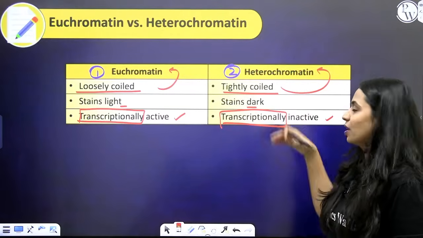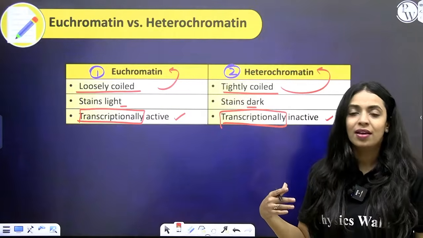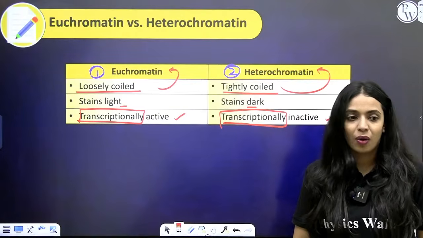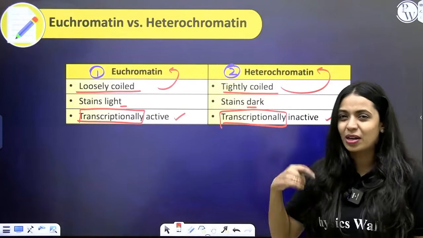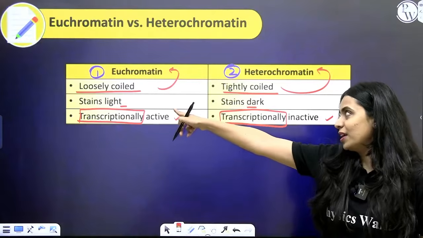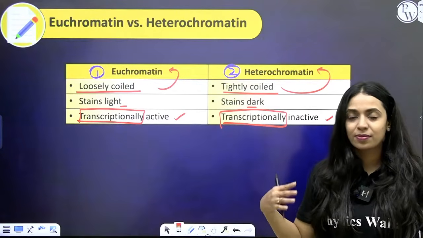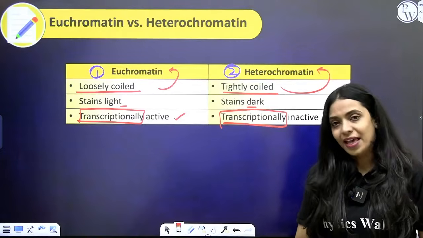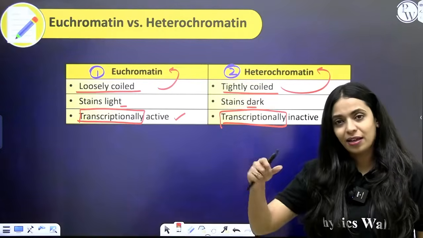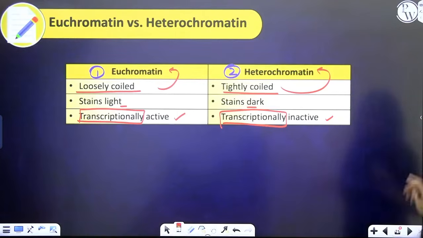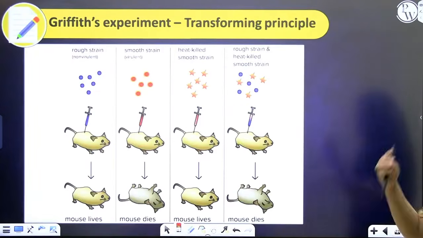Usually the information in heterochromatin is not required a lot of times, or as frequently, that is why it will be very tightly coiled. Here there will be information present that will have to be expressed and transferred all the time. Therefore, there it will be a little loosely coiled. That's about heterochromatin and euchromatin.